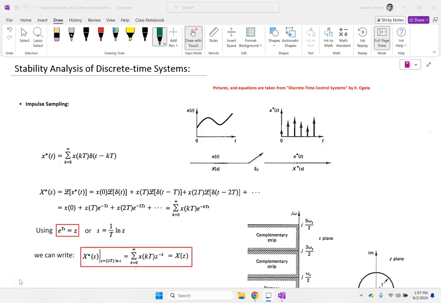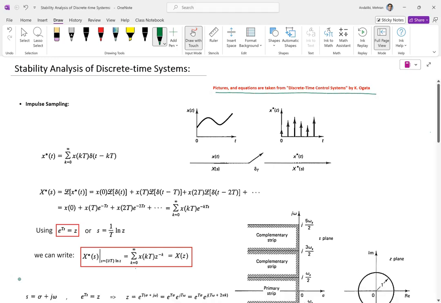Hello everyone. In this video, we are going to talk about stability analysis of discrete time systems. And before I start, I need to mention that pictures and equations are taken from Discrete Time Control Systems by Katsuhiko Ogata, which is one of the best textbooks out there for digital control.